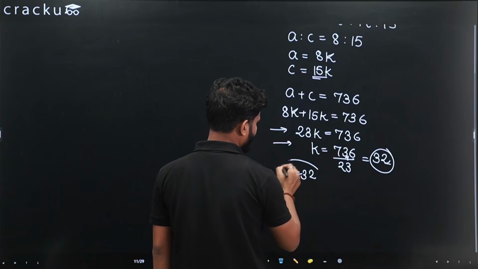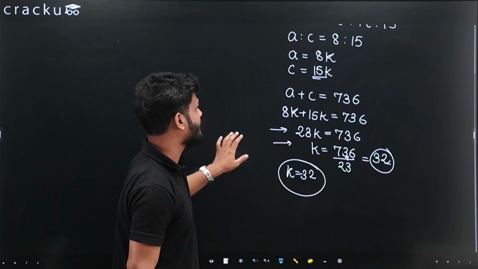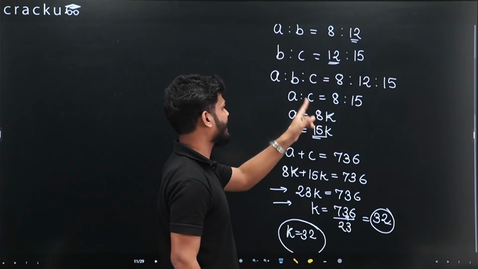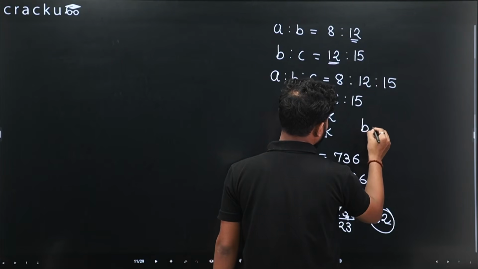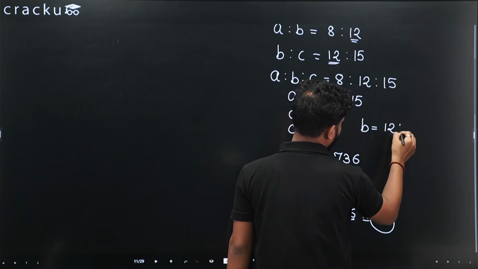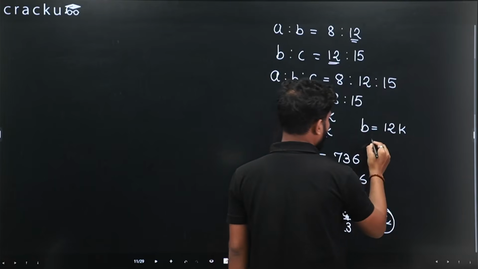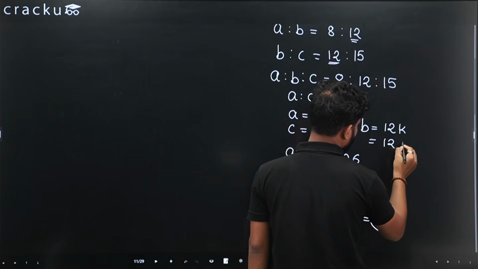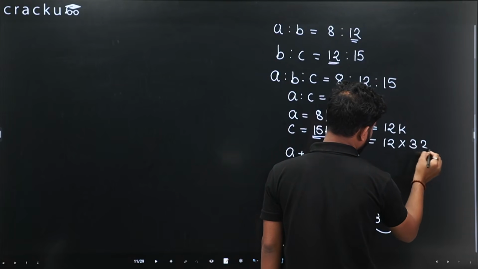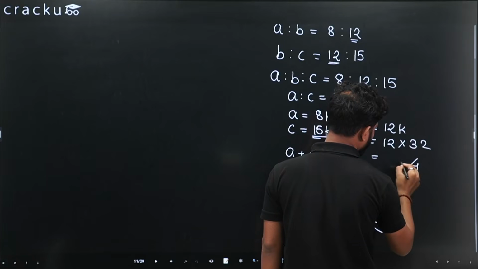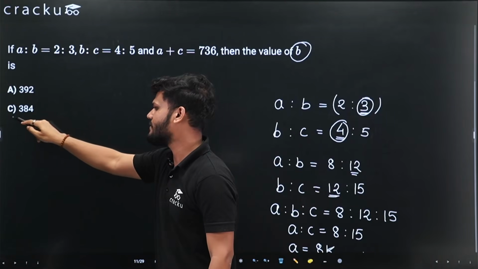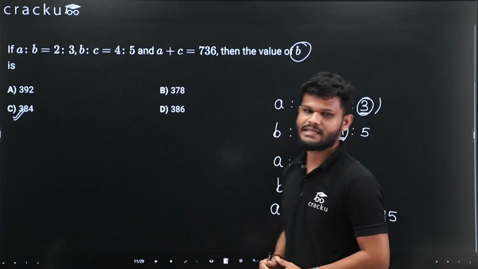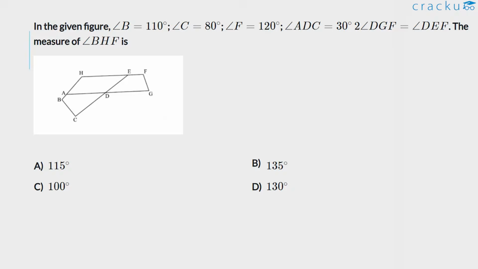What do we need to find? We need to find B. As A is 8k, C is 15k, B will be 12k. What is the value of k? It is 32. This is 12 into 32. So this will be 384. The value of B will be 384, as given in the option. So this is how you solve this question.